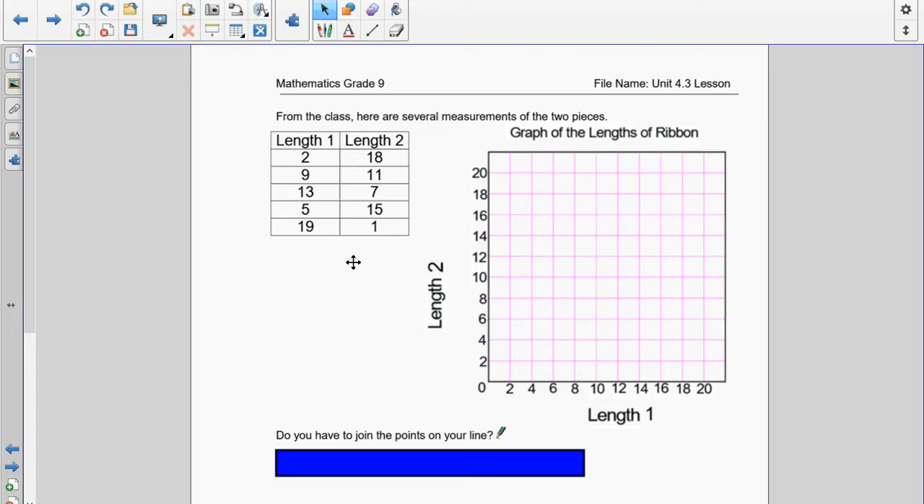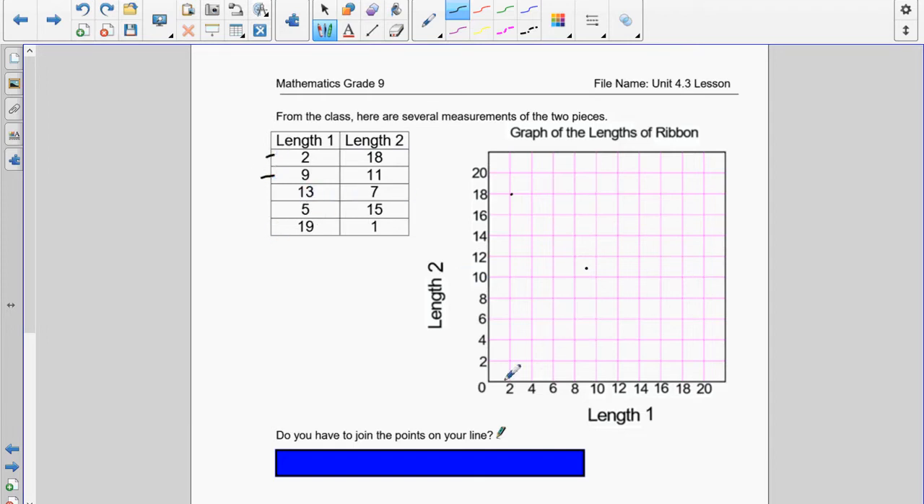So remember, length 1 is our independent. Length 2 is our dependent. So I'm going to grab my pen up here. And 2 and 18. So 2 is there, and 18 is there. There's my first coordinate pair. Now I have 9 and 11. Well, 9 is halfway between 8 and 10, and go up. 11 is between 10 and 12, so there's my second pair. So that one's done, and that one's done.